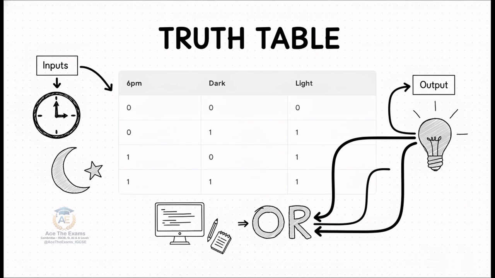Look at the inputs on the left and our output on the right. Notice how the output, the light coming on, triggers a 1 if either condition is met. If it's 0 and 1, the output is 1. If it's 1 and 0, the output is 1. And crucially, if it's after 6 p.m. and it's dark, so a 1 and a 1, the output is still 1. This is the classic predictable behavior of an OR logic gate.